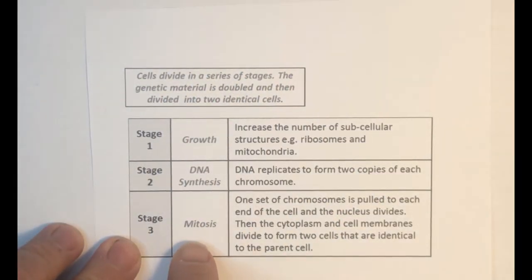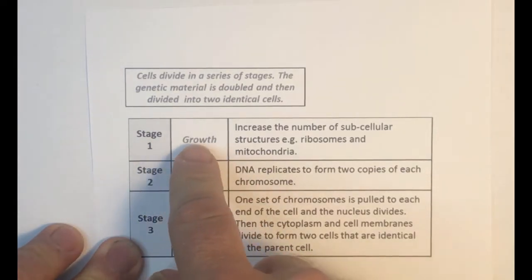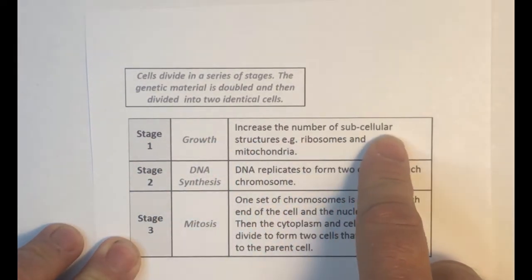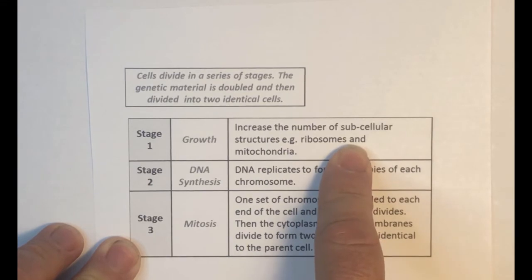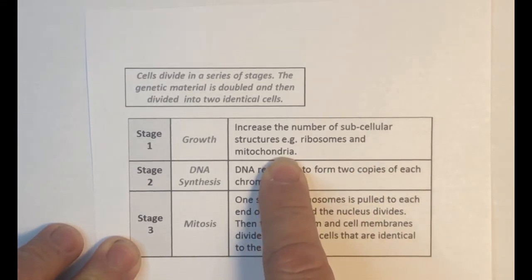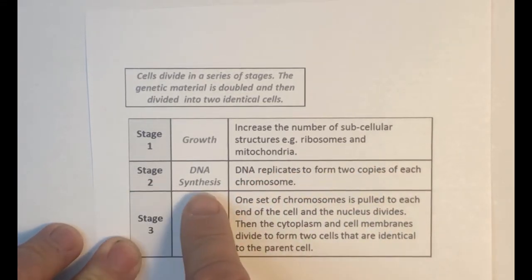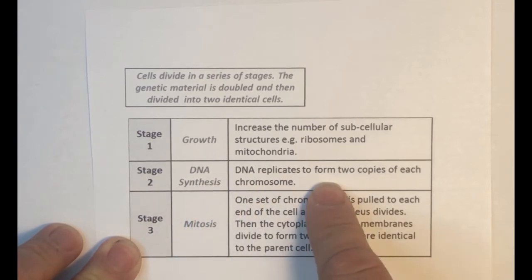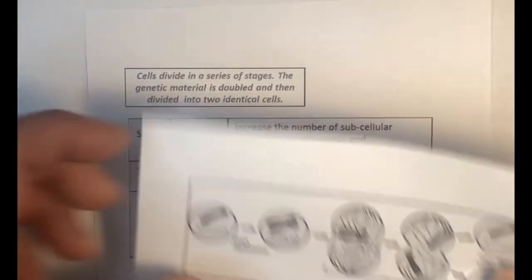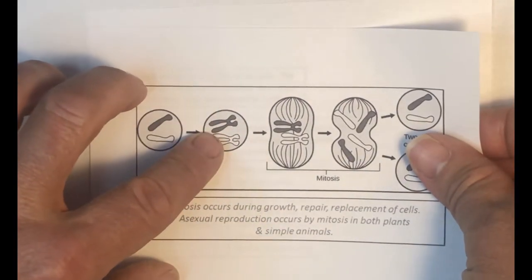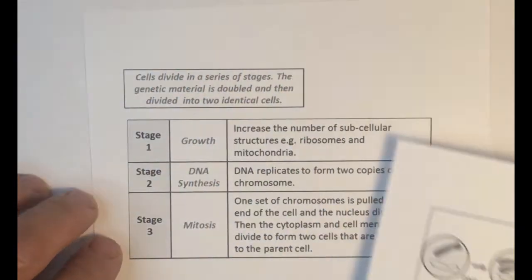Then we have the stage of mitosis. Stage 1, growth, is the increase in the number of subcellular structures, e.g. ribosomes and mitochondria. So that's kind of like the point in it. Number 2, DNA synthesis, that is then the replication of it. So the 2 copies, so that is when you're getting your extra arm or extra leg or however you want to call it growing onto each one.